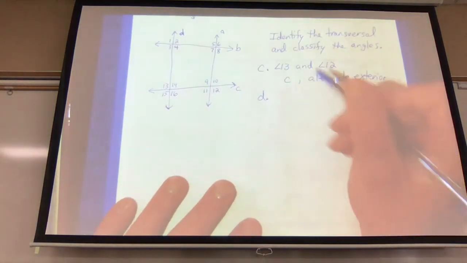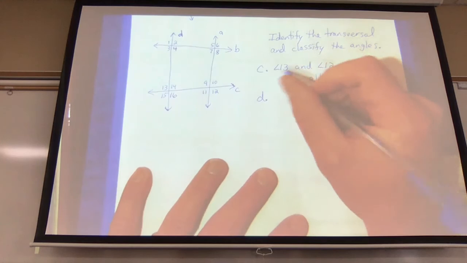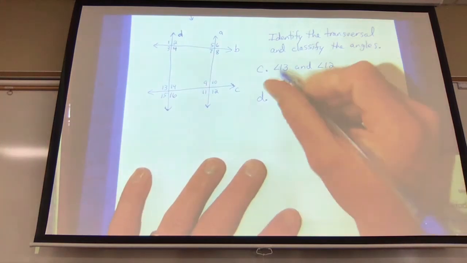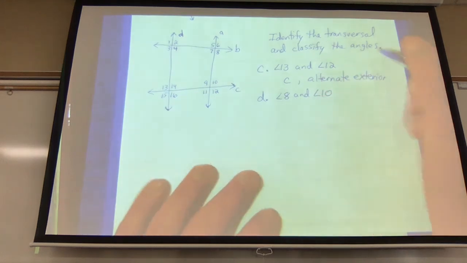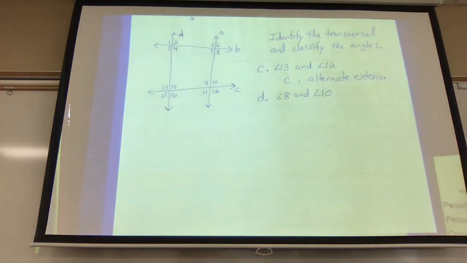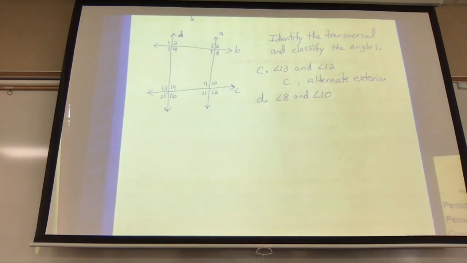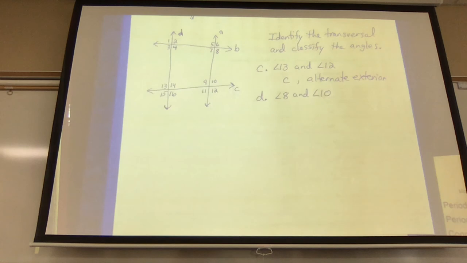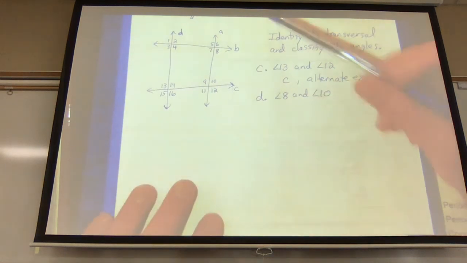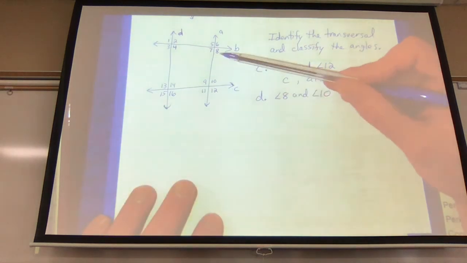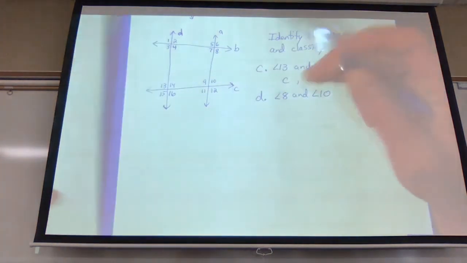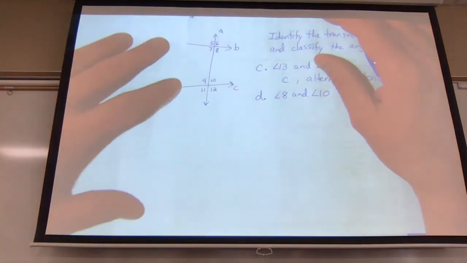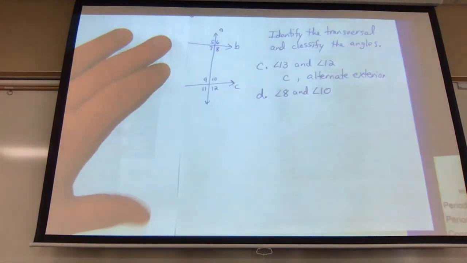Let's try one more of those together. Let's go with 8 and 10. And same thing here, we're going to identify the transversal and tell what kind of angles we have. Angles 8 and 10. Here's 8 over here, here's 10 right here. Those two are on this side of the picture, so what I'm going to do is cover up the part I don't need. I'm not using these angles over here. And we'll start with the transversal.